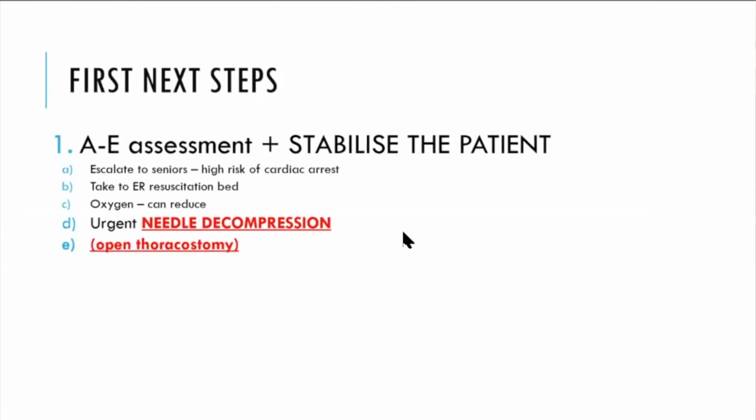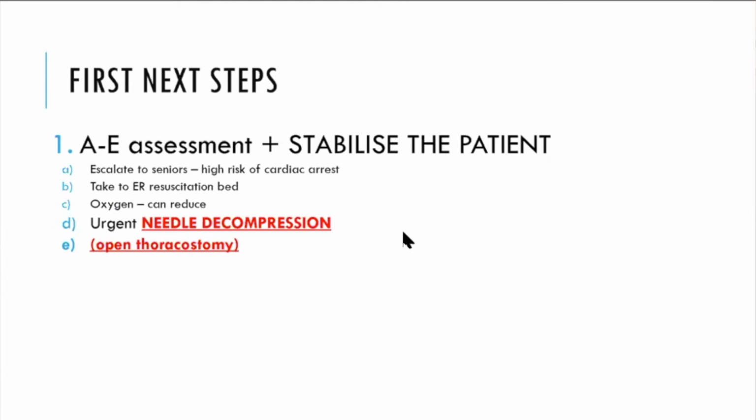A to E assessment and stabilize the patient, escalate to seniors. Really, this person has a very high risk of cardiac arrest. There's no joke, tension pneumothorax. If you think about your advanced life support or your basic life support, it's one of the reversible causes of cardiac arrest. So you don't want to let it get there. So you want to take them to an emergency room resuscitation bed.